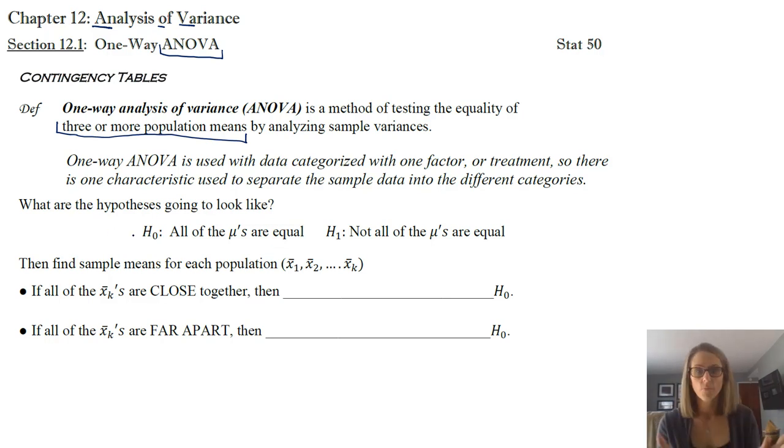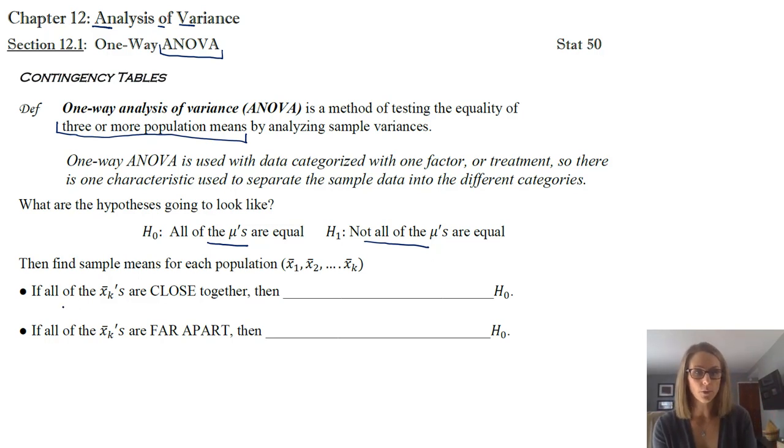So the hypotheses for the ANOVA test are quite straightforward. It's just that either all of the means are equal or not all of them are equal. So that might mean one is very dissimilar to another, or it could mean that all of them are dissimilar to each other. But all you know from your alternative is that at least one of them is different, not all of them are equal.